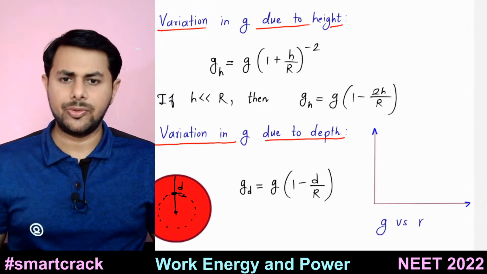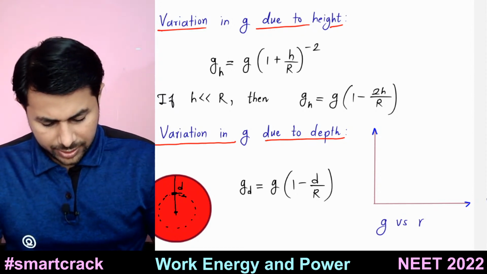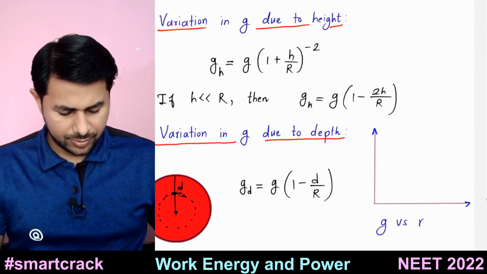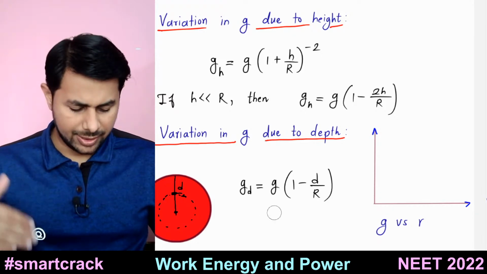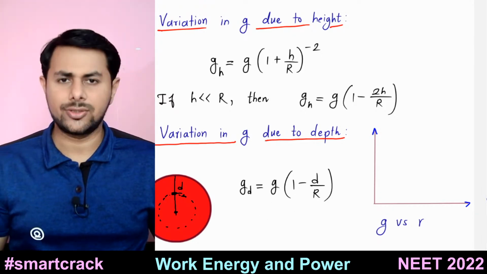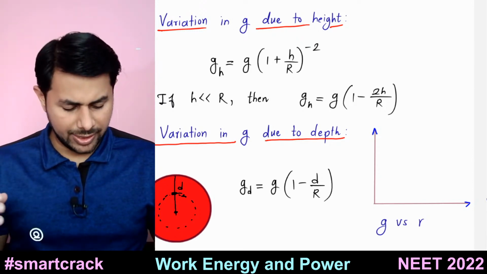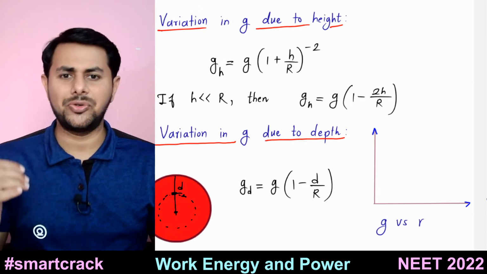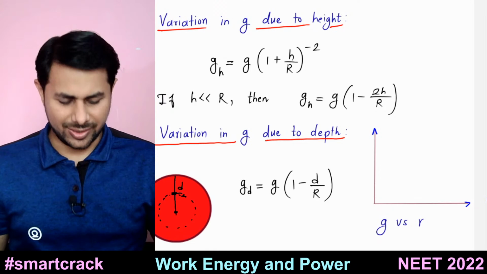So if you do that, what will you get? If you look at this formula, g at depth d is 1 minus d by R. So if d is equal to R, where will you reach? You will reach the center of Earth.